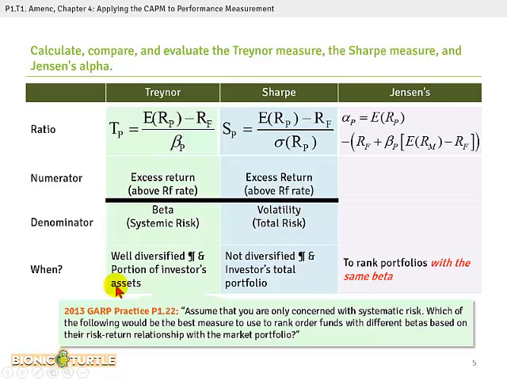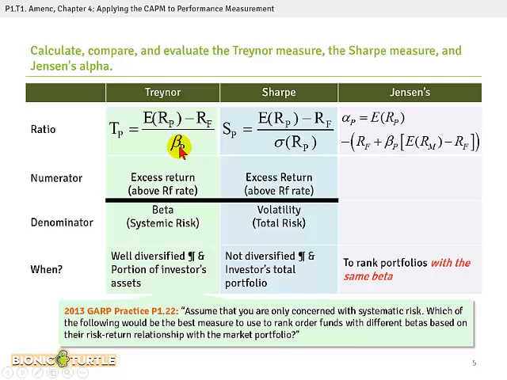The Treynor, when would we use that? Well, we'd use that when it's a well diversified portfolio and represents a portion of the investor's assets. The Sharpe ratio, on the other hand, would be more appropriate if the portfolio is not diversified. Why would that be true? Well, because if we have a diversified portfolio, remember one of the assumptions there is that diversification is going to eliminate all of the non-systematic risk. There's going to be no compensation for that.